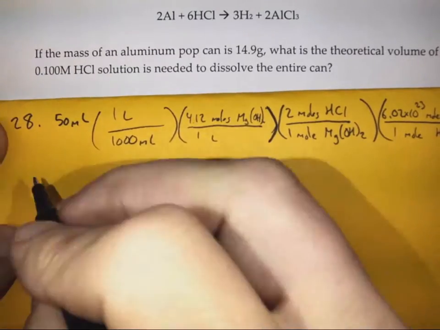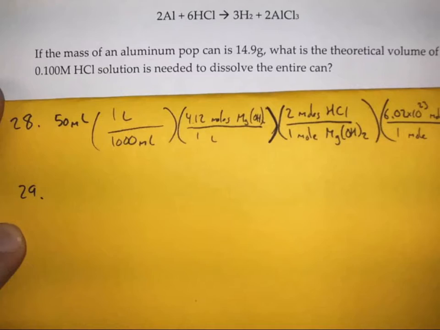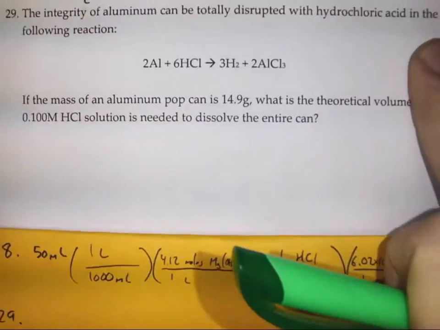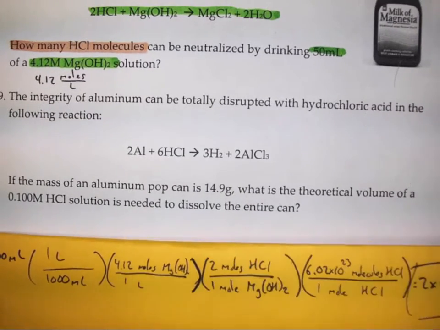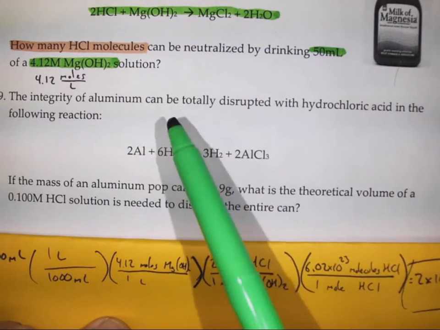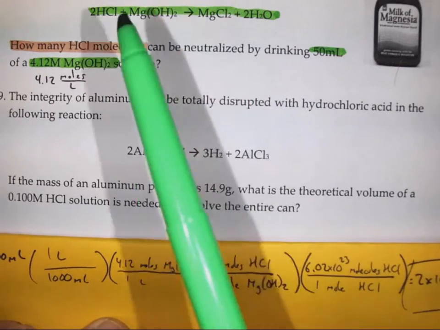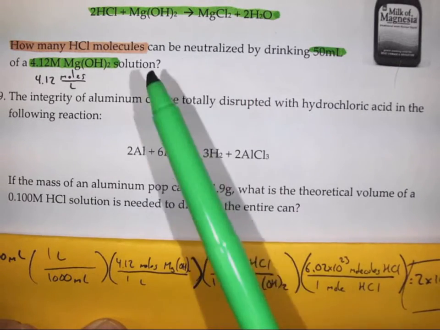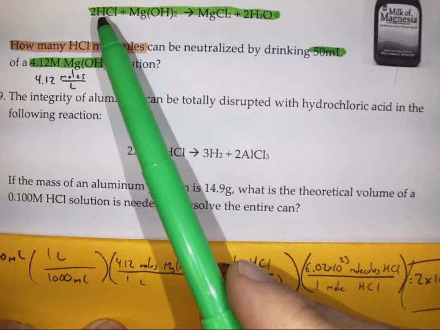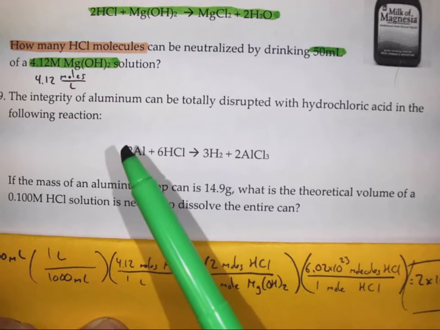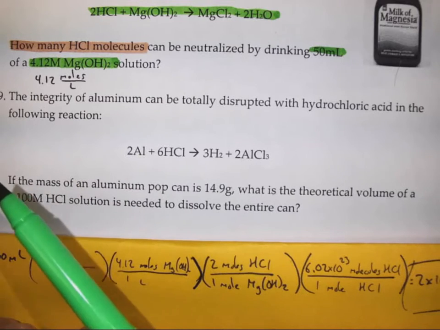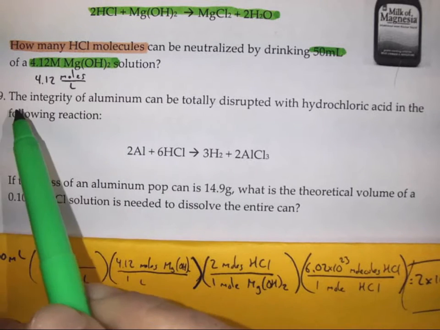29. All right. So it's an interesting property of aluminum that it can be totally disrupted with hydrochloric acid. So this is like a combination of the last two questions. The thermite question involved aluminum, and the next question involved hydrochloric acid. So it makes me wonder if you know what, I'm going to save that wonder for another time. All right, let's just get on with this.